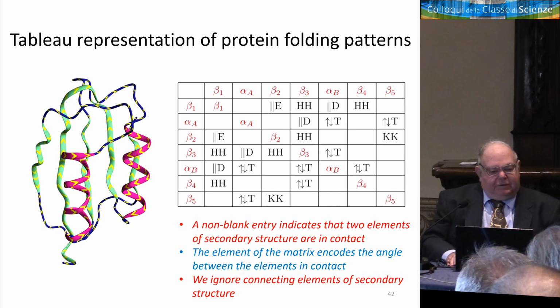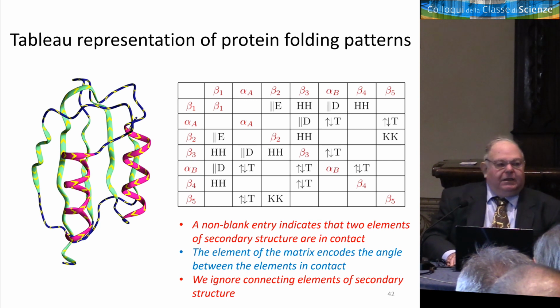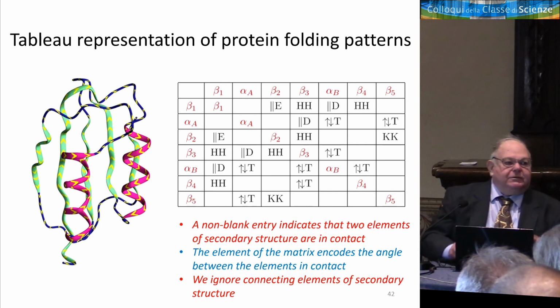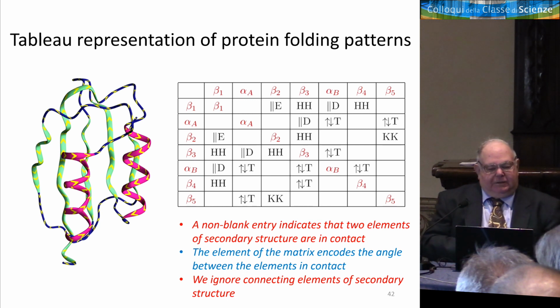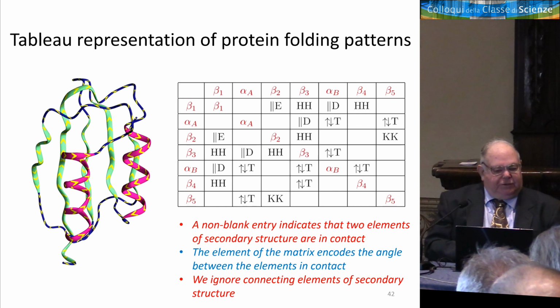The entries in the matrix are blank if the secondary structure elements do not make contact. So clearly the helix on the right and the last strand on the left are so far apart they don't make contact, and they would correspond to a blank in the matrix. On the other hand, the helices are packed against the sheet, so you would have entries.